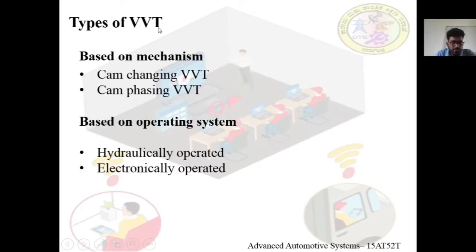Now, types of VVT based on operating mechanism. There are two types of variable valve timing: one is cam changing VVT and the other is cam phasing VVT. Both cam changing and cam phasing VVT can be operated hydraulically or electronically, based on the operating system.